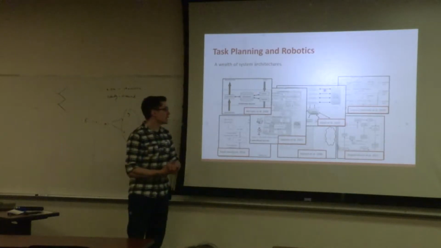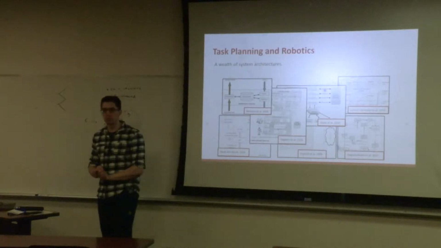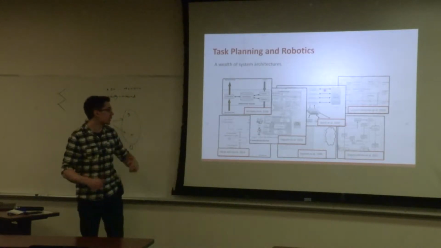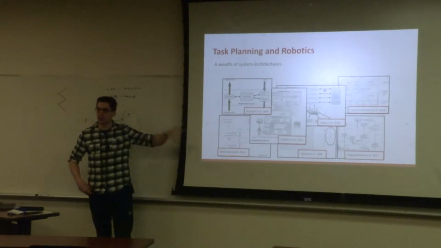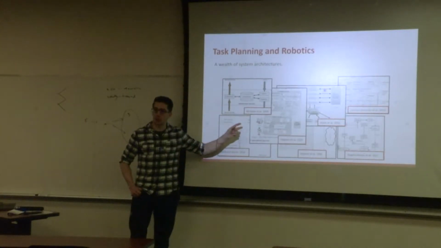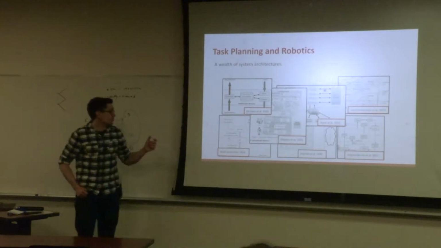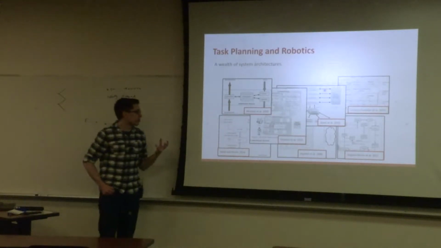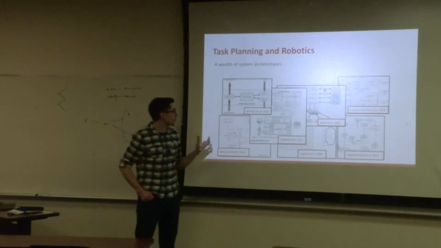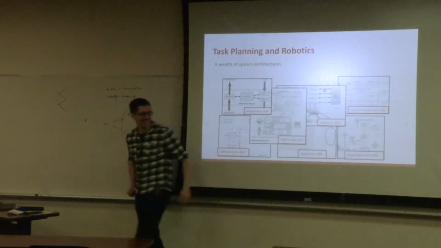We have many different system architectures now. If you Google robot system architecture or something like that, you'll find just hundreds of pictures of boxes connected by arrows telling you, here's how the flow of operations goes. And they're all solving some different kind of problem. That's yours, by the way.